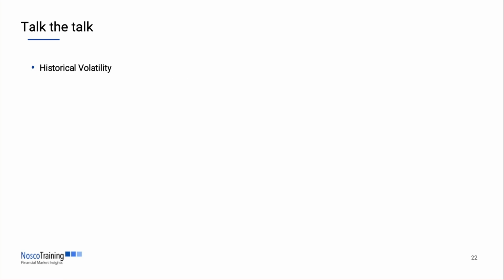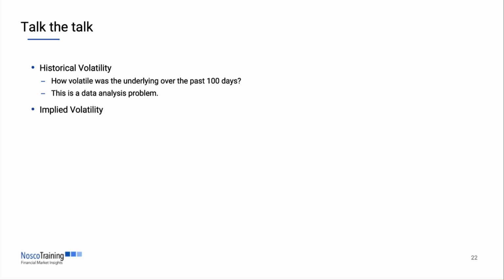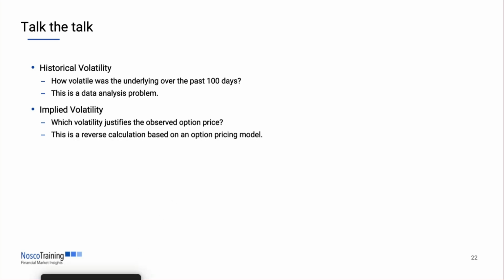Cool. And then a little bit about, I called it here again, talk the talk, right? Historic volatility. This is just measuring how much the underlying fluctuated in the past. Implied volatility, we just had that. Which volatility justifies the observed option price is implied in an option price. That's a reverse calculation. You need a model to back that out, right? You see the price in the market, you need a model to price it out.